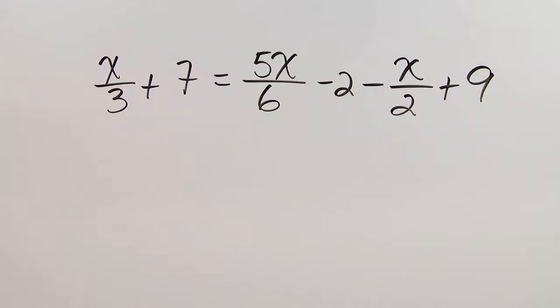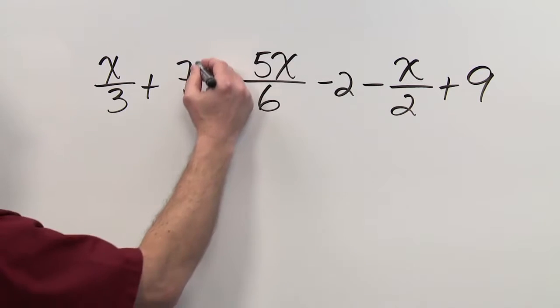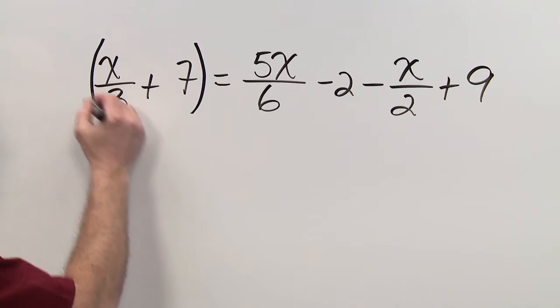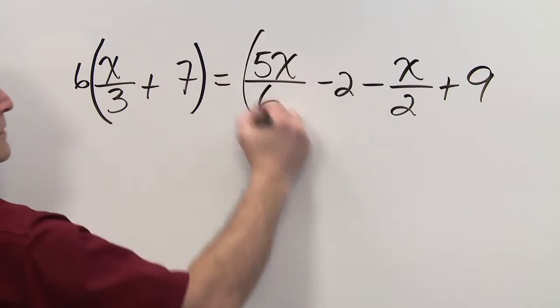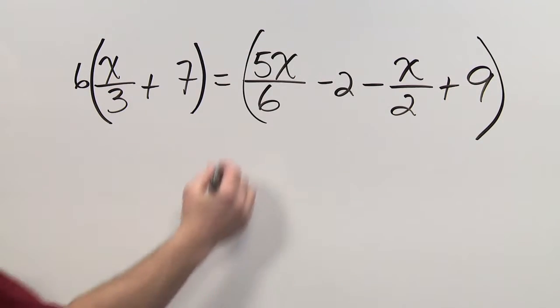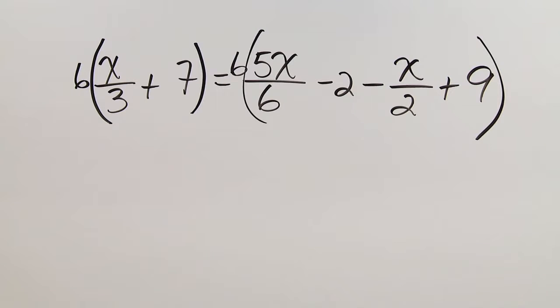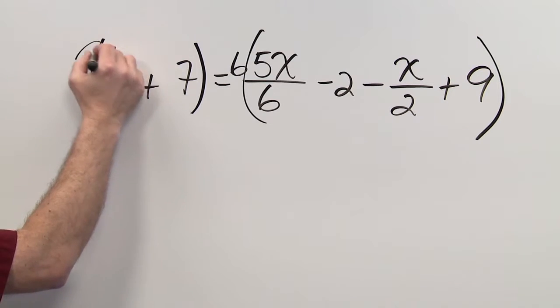To begin this problem, we want to multiply both sides by the LCD, which is 6. So we simply put parentheses around here, write a 6, parentheses around here, and write a 6. We now distribute the 6 on each side.